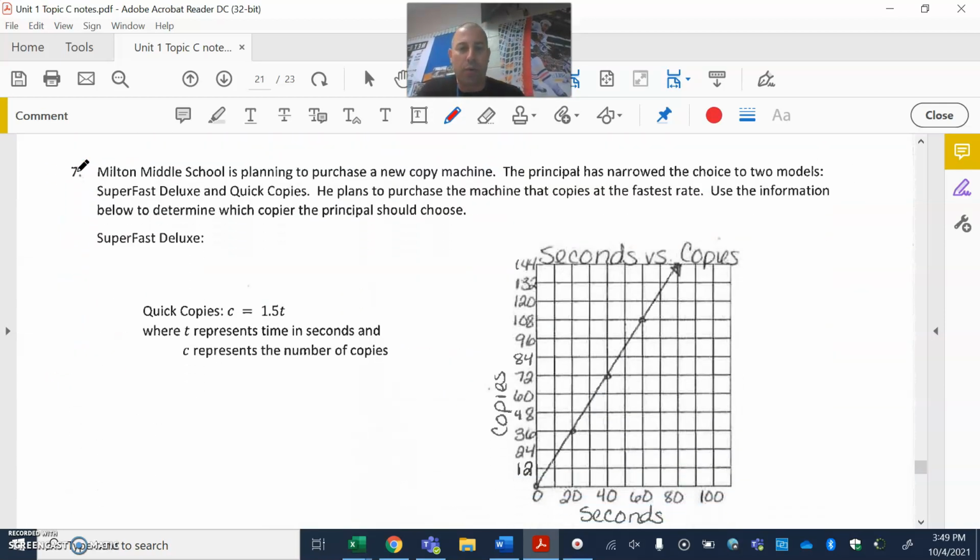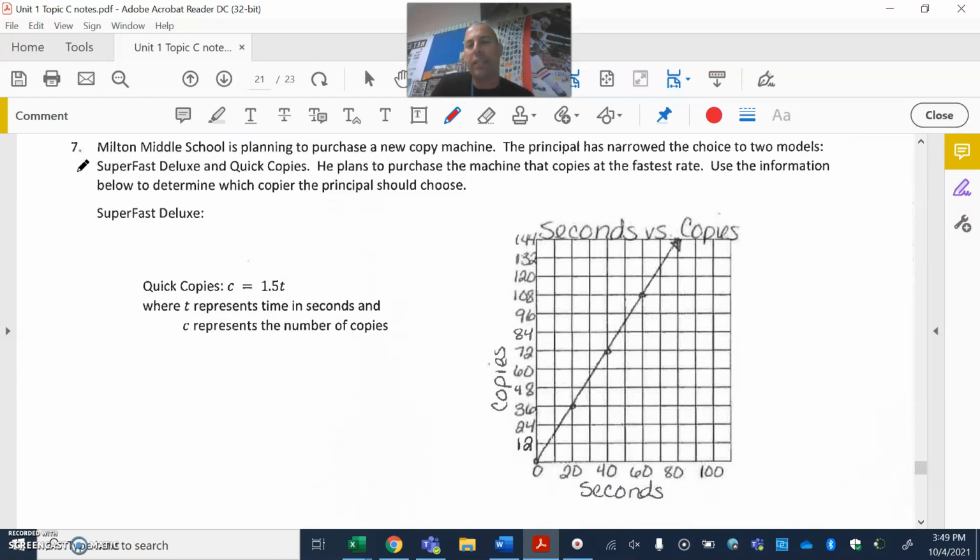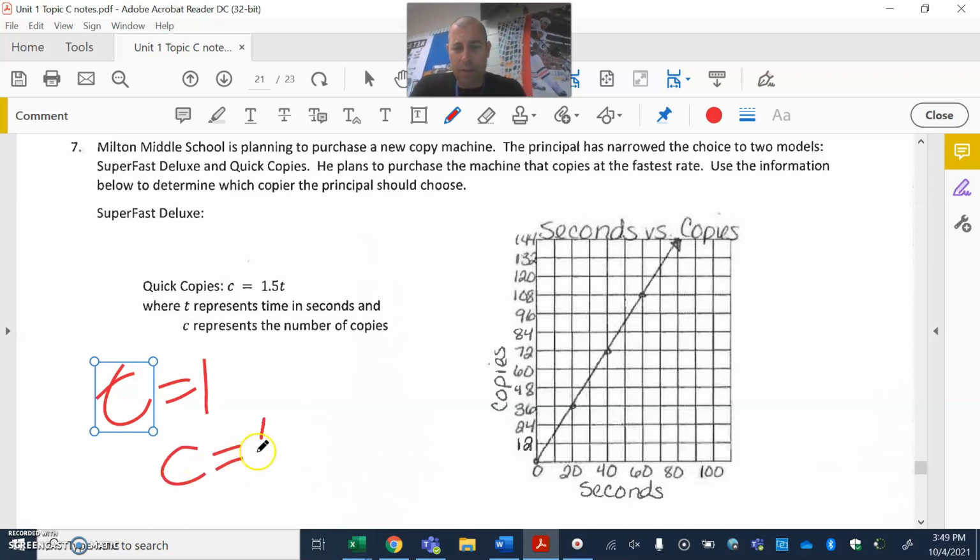The other thing we want to watch for is in question 7, the ability to find the rate when given an equation. And remember, a rate is how much for one. So when the time is equal to 1, we're going to get our rates. So let's multiply it by 1. What happens when you multiply by 1? Nothing. So it's that 1.5 is our unit rate.